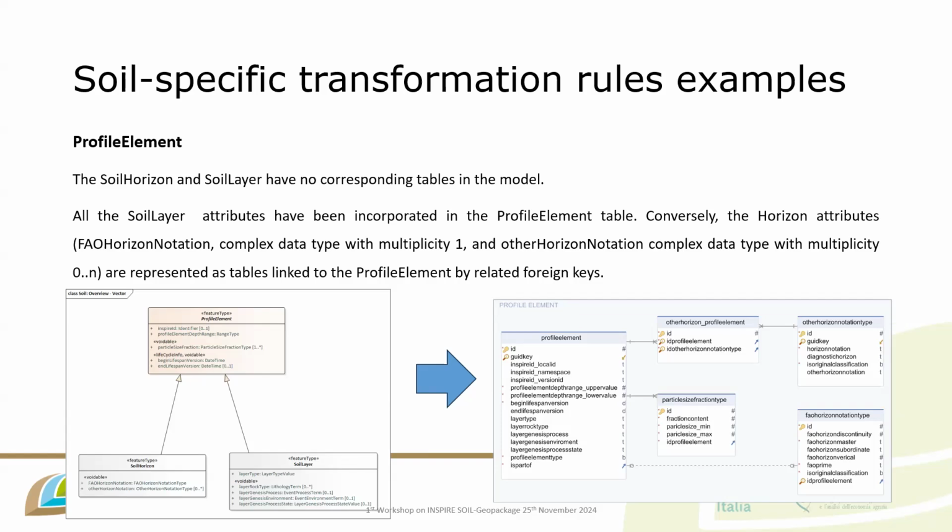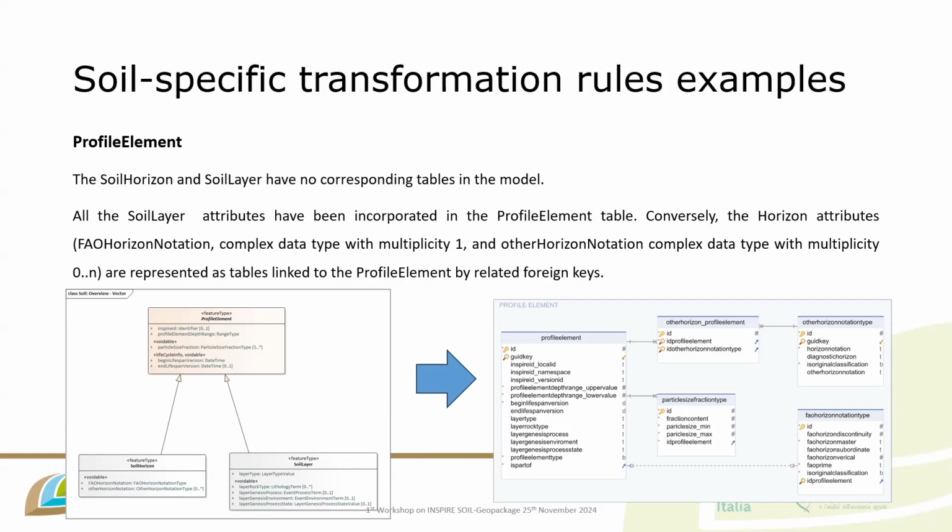So what we see in the INSPIRE feature type, the layer rock type, the layer genesis process, the environment, the process states, and so on, these attributes become parts of the profile element table. Because indeed, soil layer and soil horizon are profile elements. So these have been moved directly into the profile element.